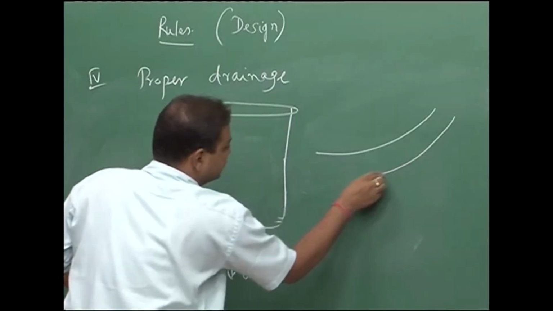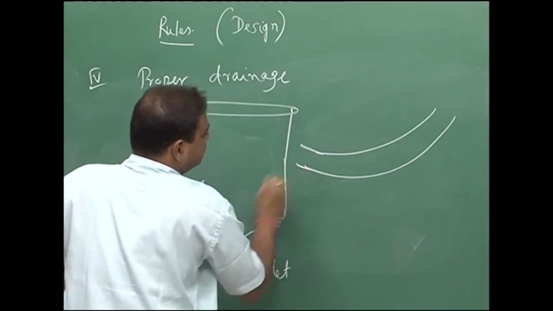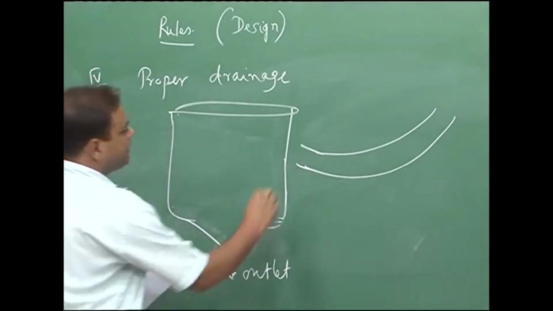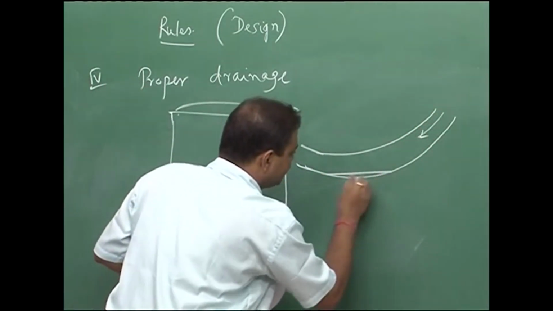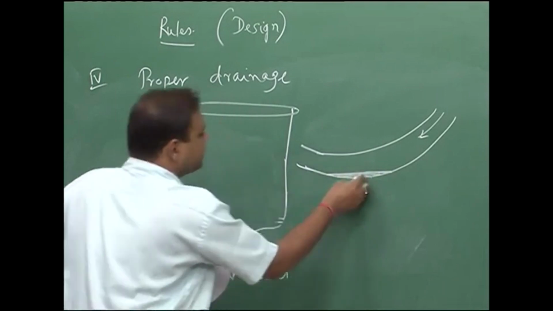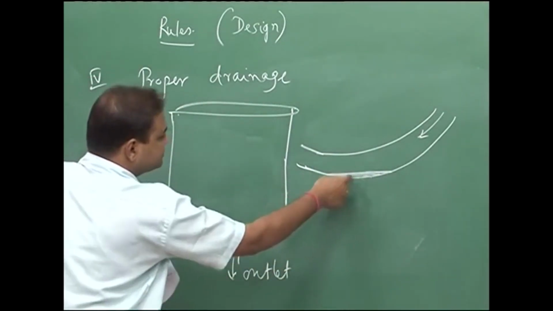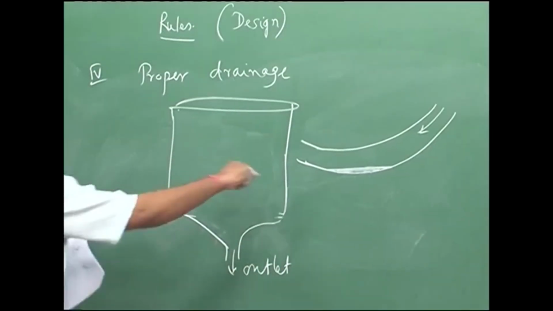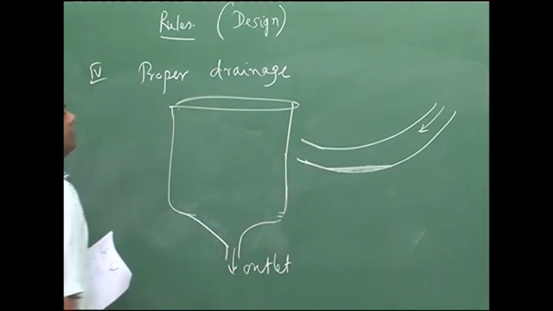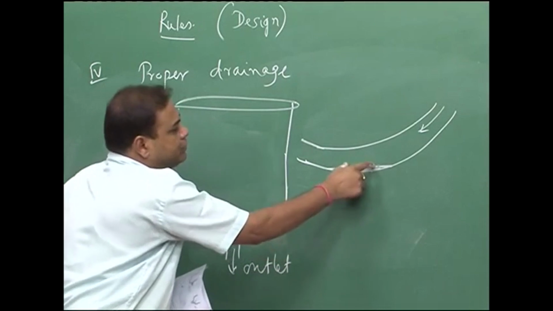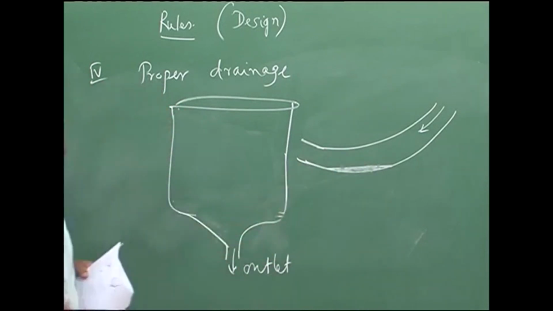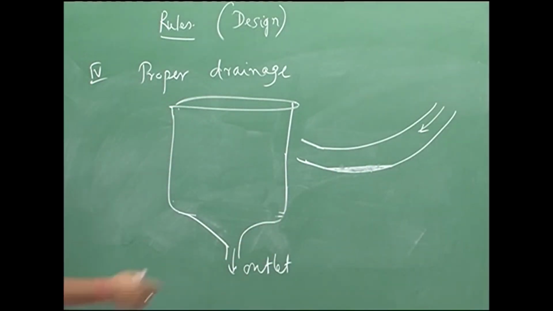Now, proper drainage. Another example is, let us say you have a pipeline like this, and through that pipeline water is flowing. Here also you can have a liquid trap. The liquid can stay here. Even if we empty out the liquid from this tank, there would still be a little more liquid left out, and this liquid can lead to corrosion at this zone.